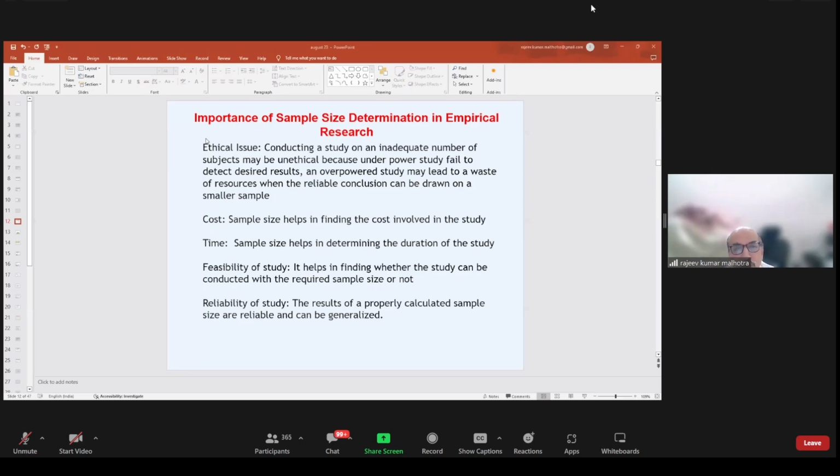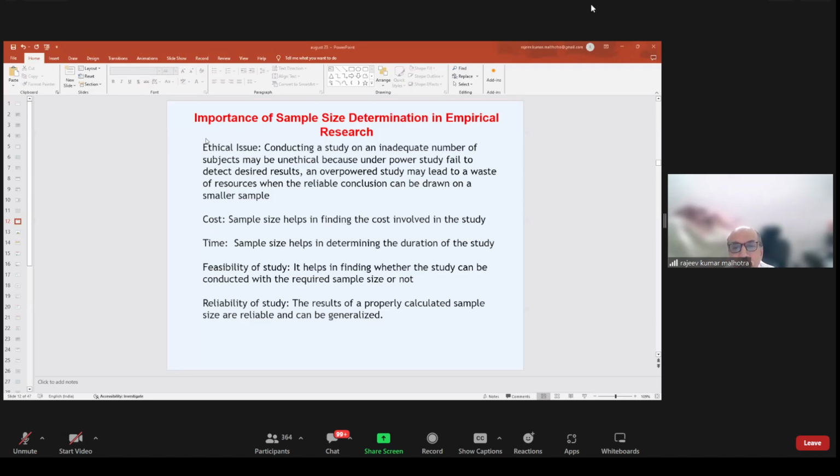Now, second is the cost issue. When you calculate the sample size, you can estimate the cost involved in the study according to your sample size. Third is the time. If you have a sample size in hand, you can estimate the time requirement to recruit the subjects. This generally happens in prospective studies where we have to collect subjects in the future. Fourth is feasibility.